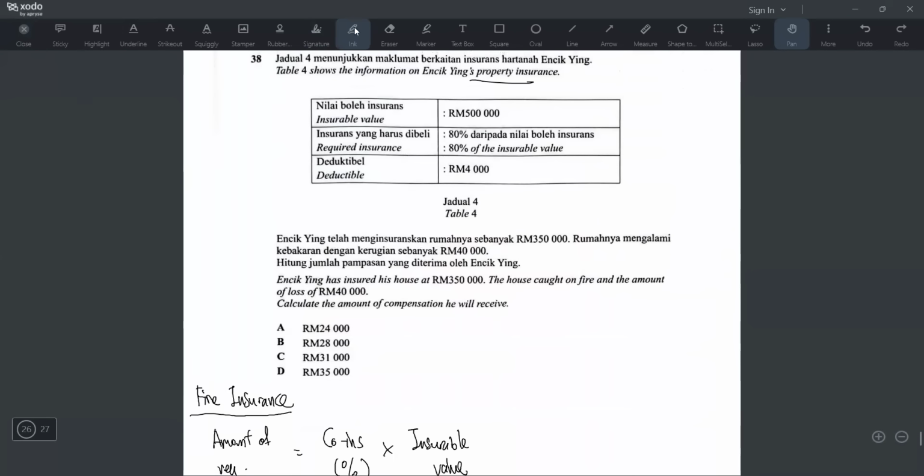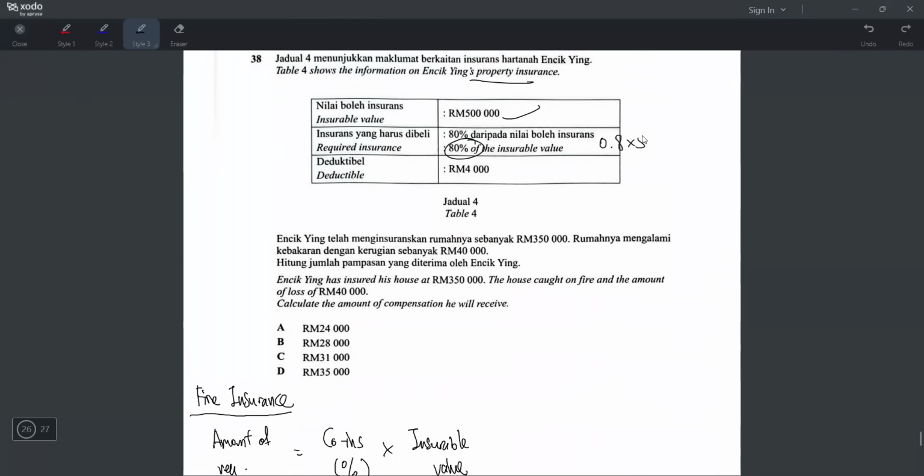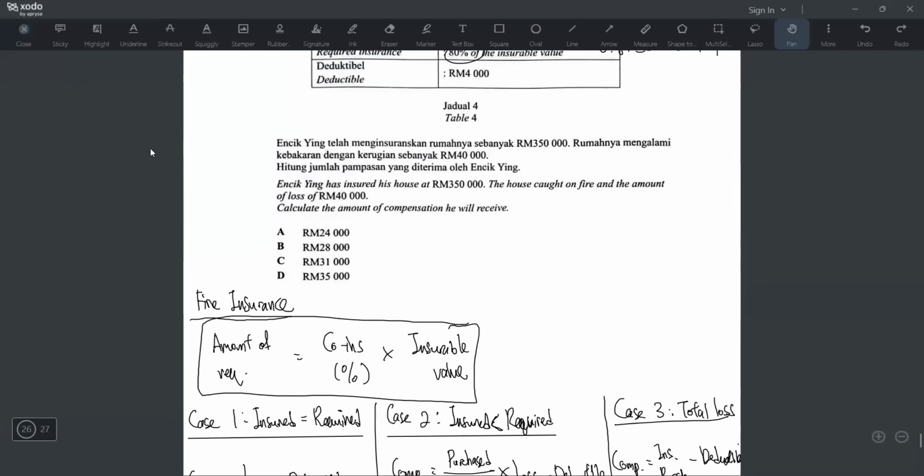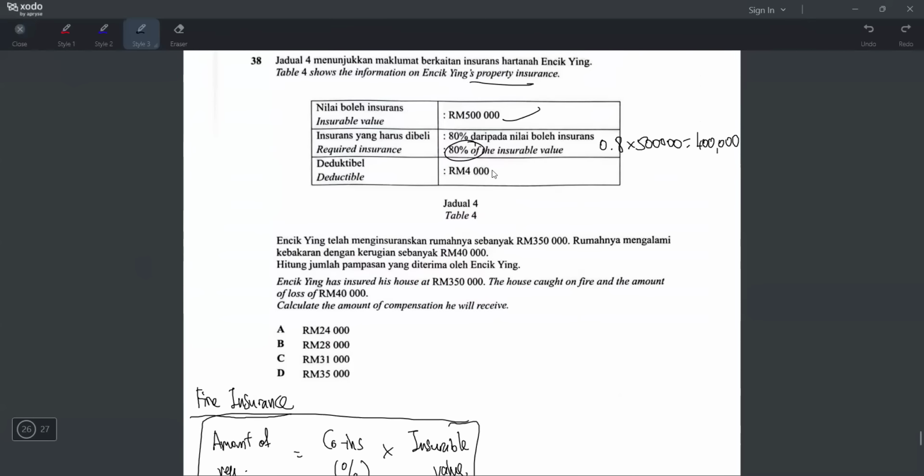Now let's go back to the question. Insurable value 500k, required is 80%. Okay, let's find it now. 0.8 times 500,000. Okay, what do you get? 400,000. Let me tell you why I straight away do it like this. Because I'm so sure of it. For fire insurance, you usually have to get the required. Because if you don't get your required amount, then you don't know whether it's case 1 or case 2 later, because you have to compare the insured amount with the required. The insured means the purchased amount. Now the deductible is 4,000, but we don't use it for now. We only use the deductible when we find the compensation.